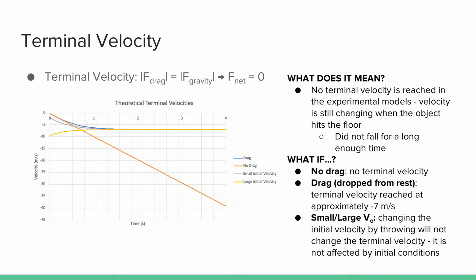The gray curve represents a fall with a small initial velocity, meaning an initial velocity less than the terminal velocity. The terminal velocity still levels out at about -7 meters per second again. The yellow curve represents an initial velocity greater than that of the terminal velocity found in the other steps, and it can be seen that the object actually slows down to reach that terminal velocity once again. Therefore, changing the initial velocity by throwing the object or providing a force at the beginning will not change the terminal velocity at all, as it is not affected by any sort of initial conditions.